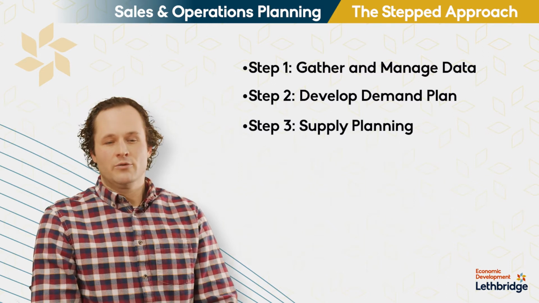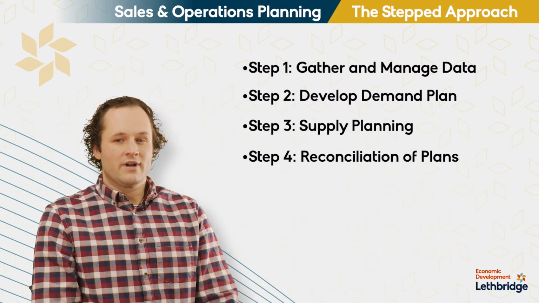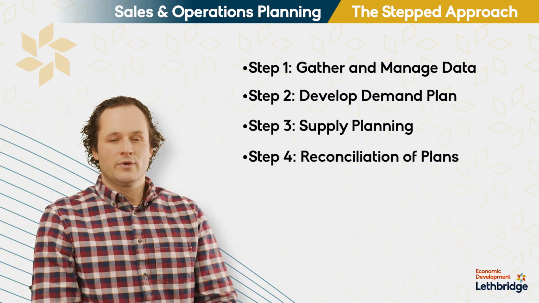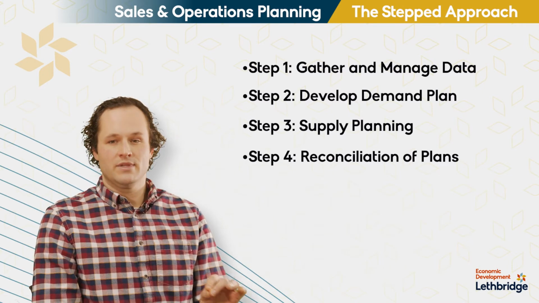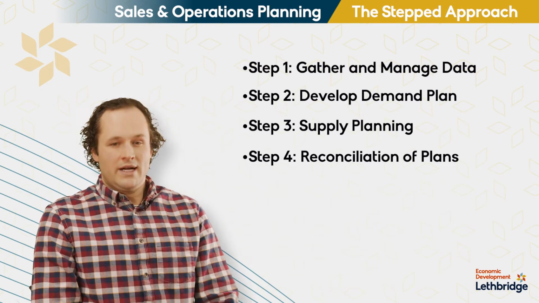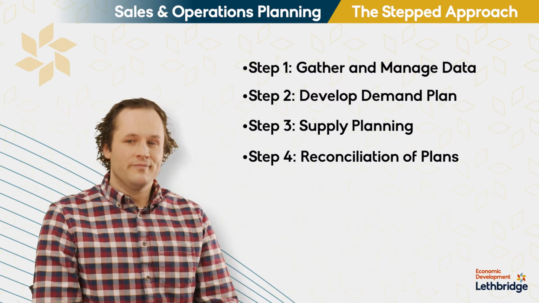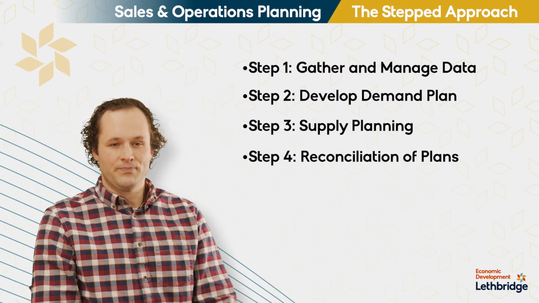Step 4, reconciliation of plans. The need for plan reconciliation lets you know that your S&OP is cyclical, and regularly planned meetings are required to ensure continuity between supply and demand plans. These reconciliation meetings should include all original members of S&OP. As a reminder, this would include senior leadership, marketing, sales, and other relevant members of your supply chain team.